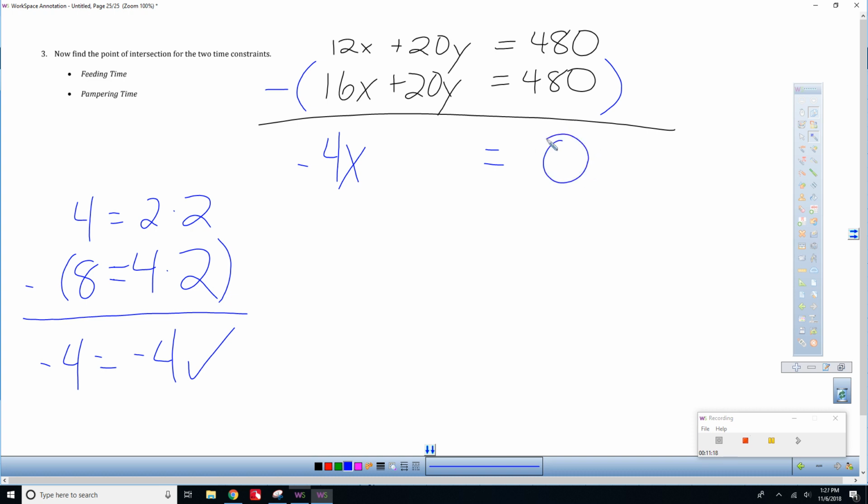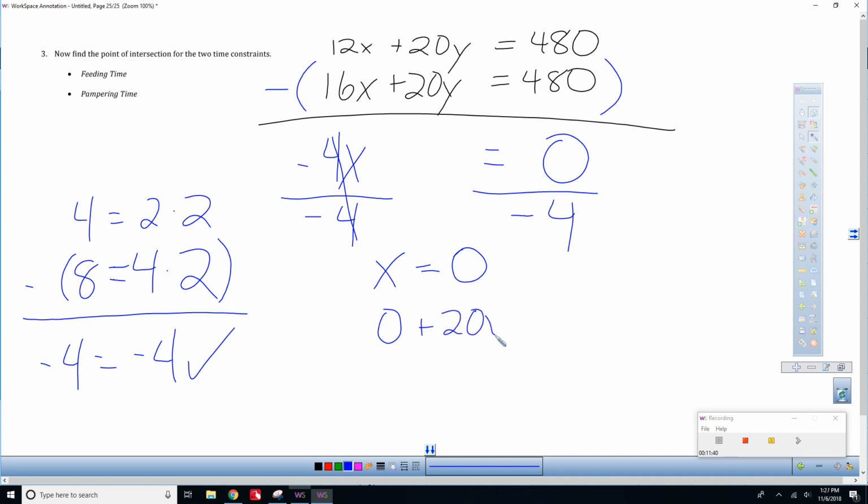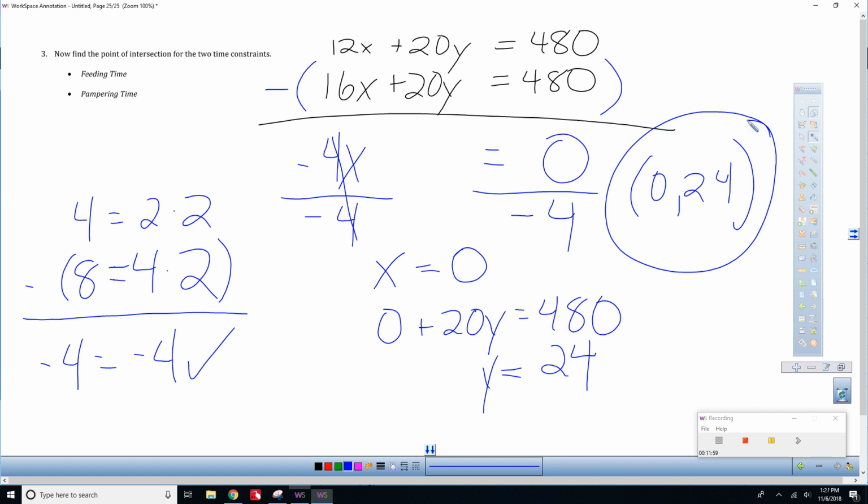So this is an equation. What's being done to the x? It's being multiplied, right? Yeah. So you divide each side by -4, and you get x equals 0. How do we find y? Plug in 0 for x. You get 0 plus 20y equals 480. What's 480 divided by 20? So the answer is 0, 24. That is the substitution method.